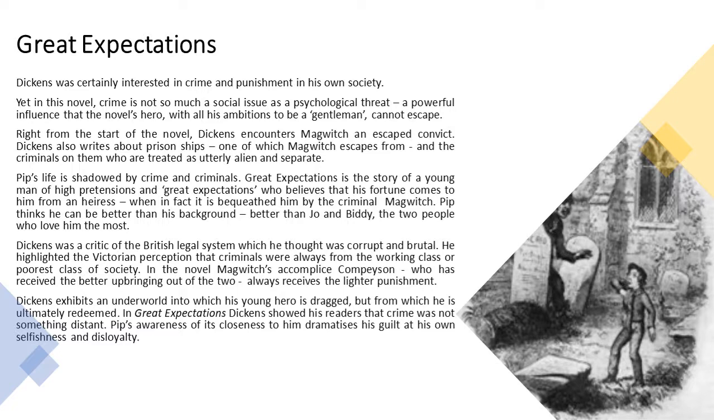Right from the start of the novel, Dickens encounters Magwitch, an escaped convict. He also writes about prison ships, one of which Magwitch escapes from, and the criminals on them, who are treated as utterly alien and separate. Pip's life is shadowed by crime and criminals.